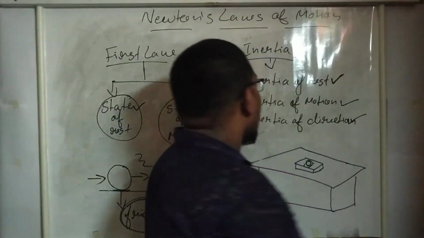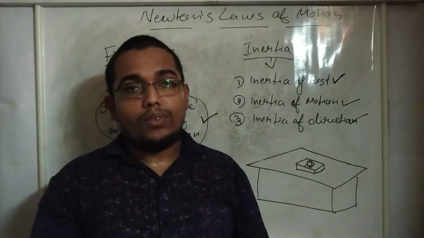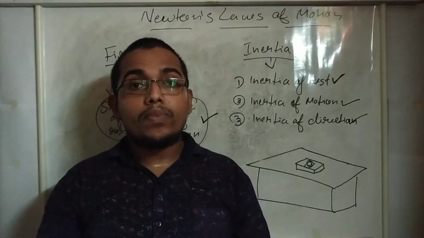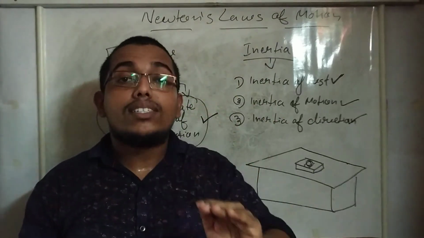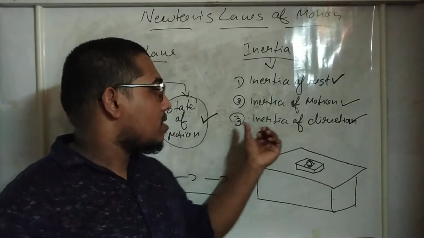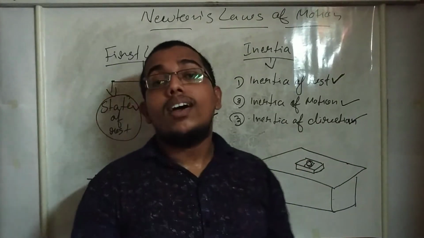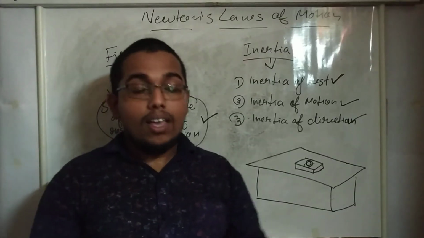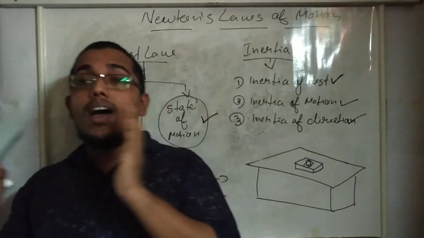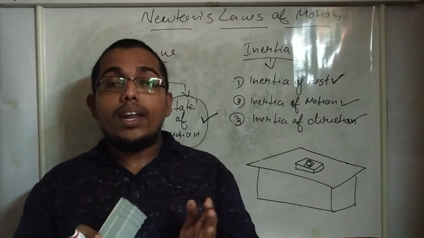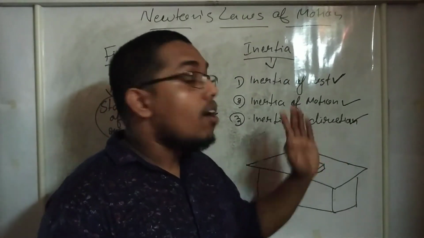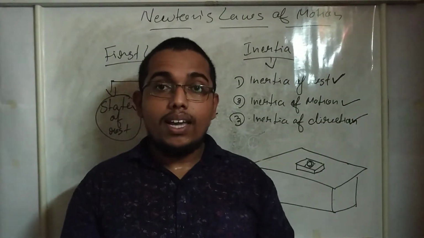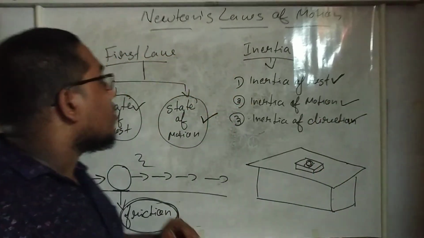And third one, inertia of direction. What is inertia of direction? It is the inability of a body to change its direction by itself. That is called inertia of direction. For example, when a car or bus takes a large turning, our body moves towards the side. That's an example for inertia of direction. Clear? Once again, I will recollect all the points.